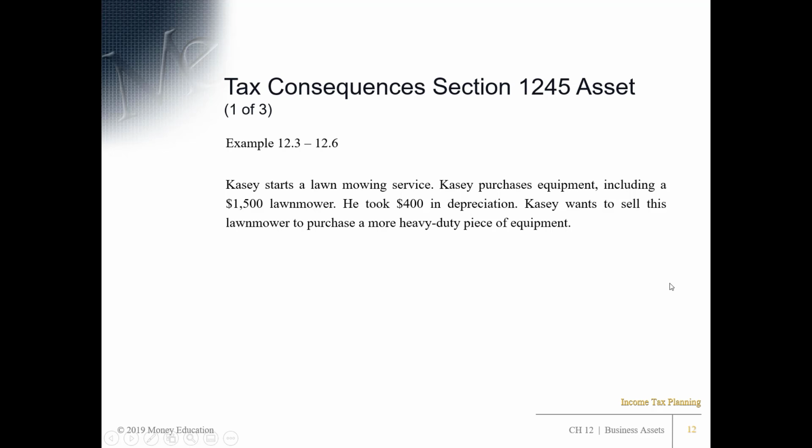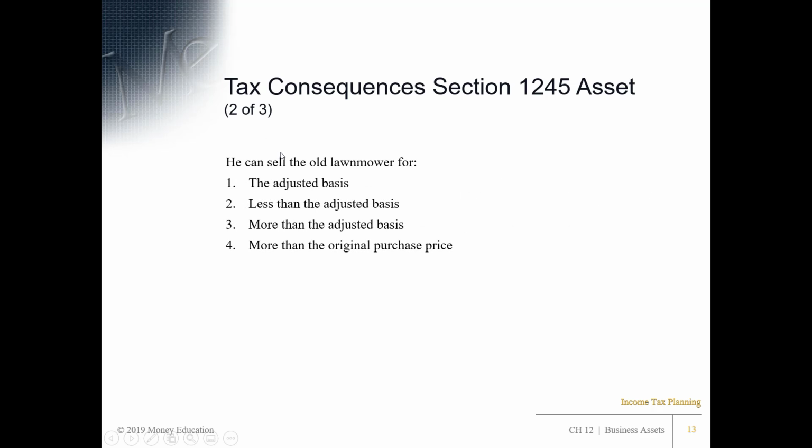So let's talk about a Section 1245 asset. Karen starts a lawn mowing business and purchases equipment for $1,500 for a lawnmower. Karen took $400 in depreciation. She wants to sell the lawnmower to purchase a more heavy-duty piece of equipment. She can sell the lawnmower for the adjusted basis, less than the adjusted basis, more than the adjusted basis, or more than the original purchase price.